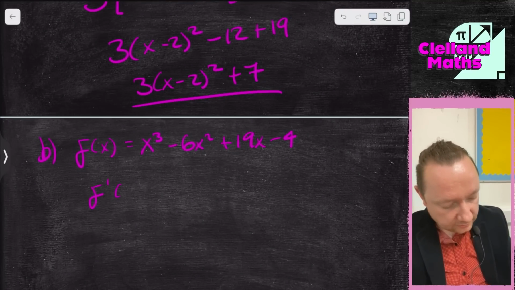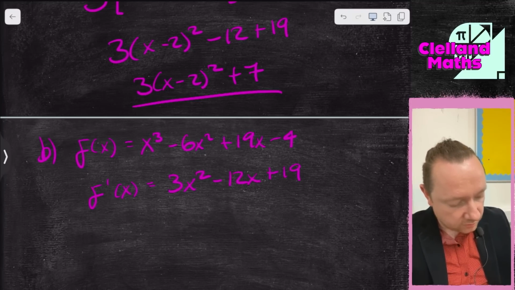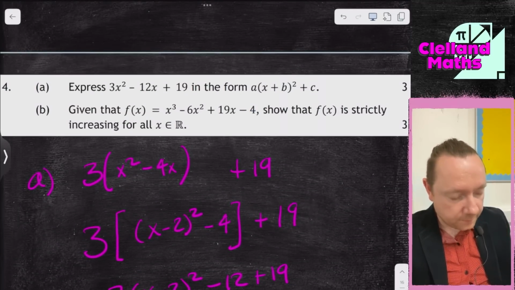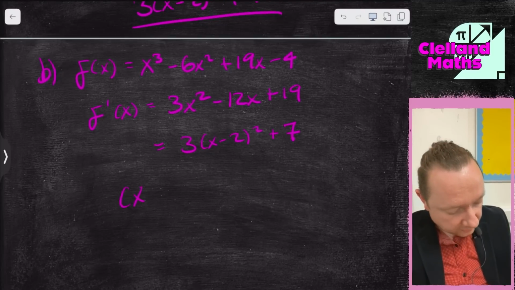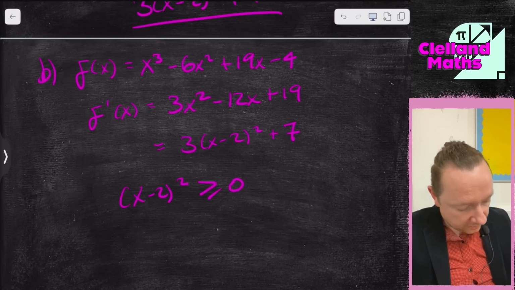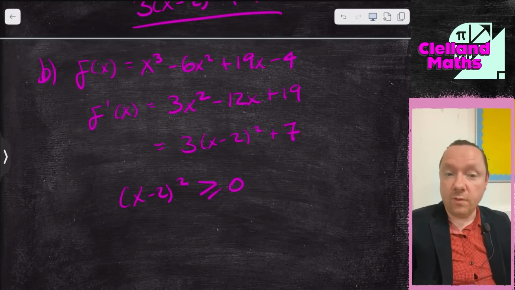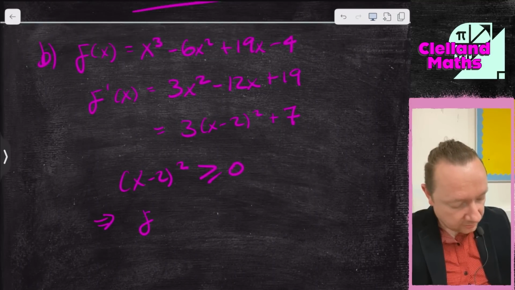So if I do f dash x, well, I get 3x squared, 2 6's is 12x, and then 19. Now that looks similar. That was part A. So that equals 3(x minus 2) squared plus 7. So at this point, you can then say, well, (x minus 2) squared is always greater than or equal to 0, because when you square something, you always get a number at least 0, if not bigger. And that means that since you've got 3 times a positive number, at least, or 0, plus 7, that means that f dash x is always greater than or equal to 0.